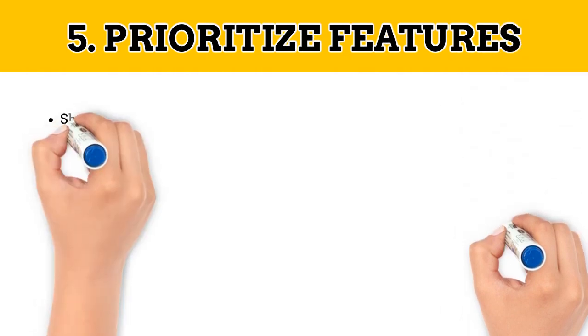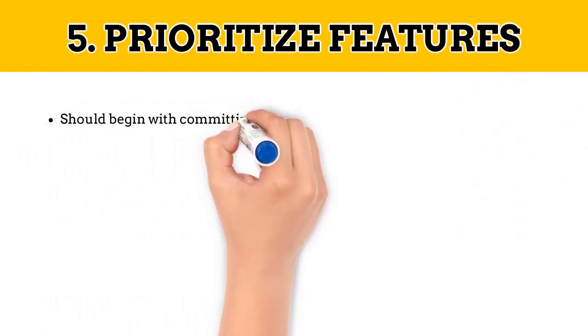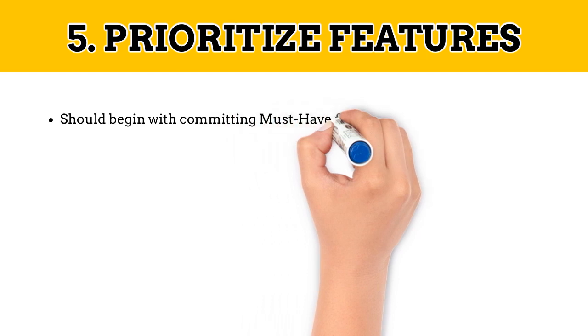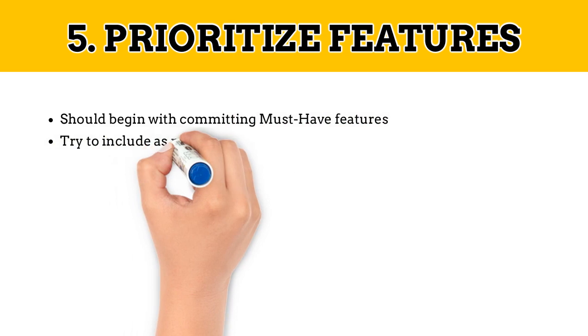And the final step is to prioritize the features. It should begin with committing to deliver the must-have features because your customers expect these features by default and they will be dissatisfied if they are not present. So you have to develop them first.